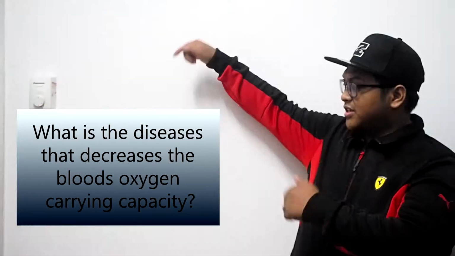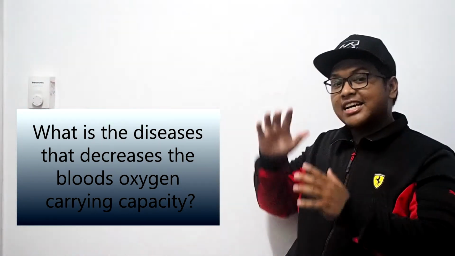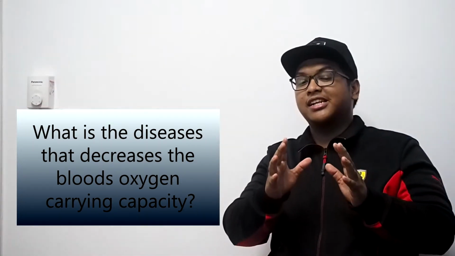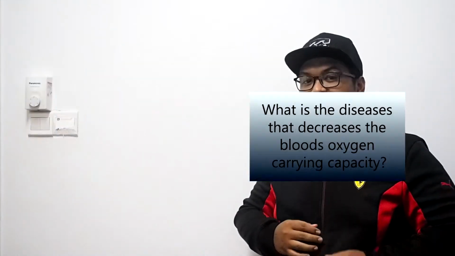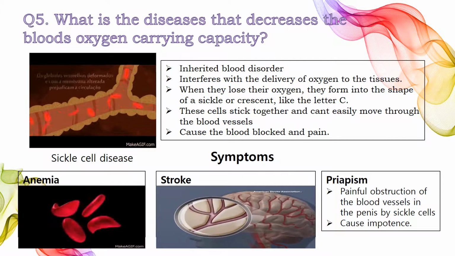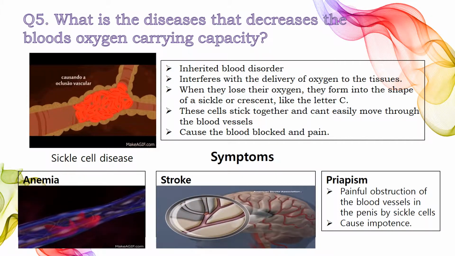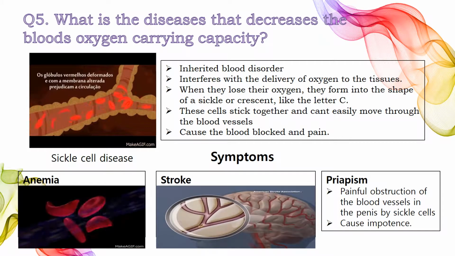Some people have a problem of lacking oxygen in the body. Why? So, I will answer question number 5, which is, what is the disease that decreases the blood oxygen carrying capacity? Let's take a look. Basically, the disease that decreases the blood oxygen carrying capacity is sickle cell disease.